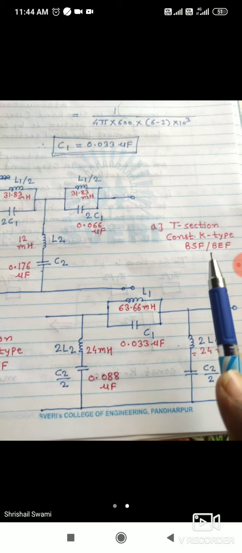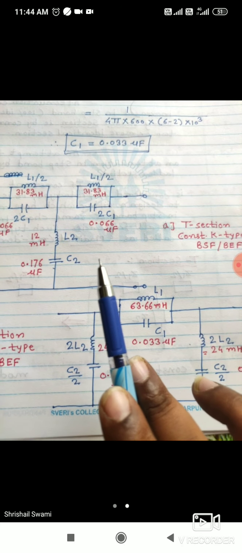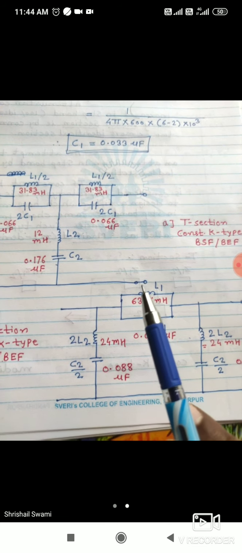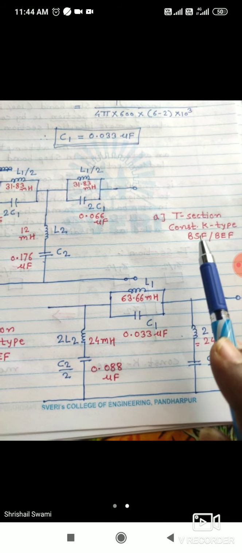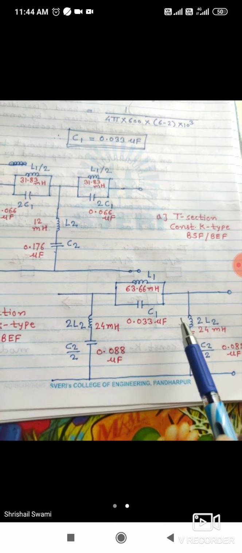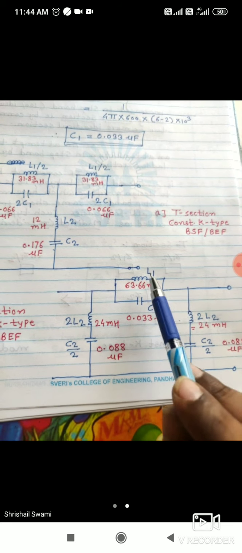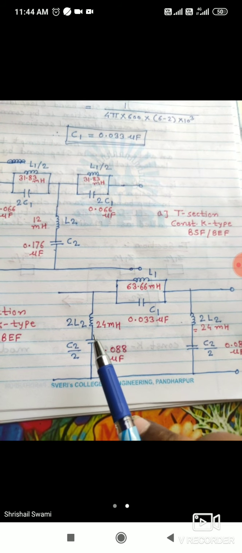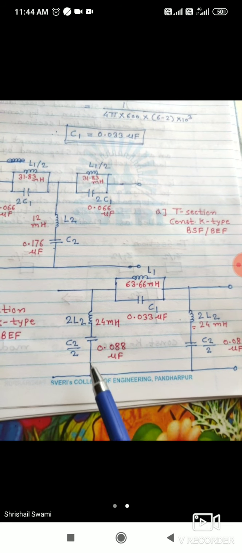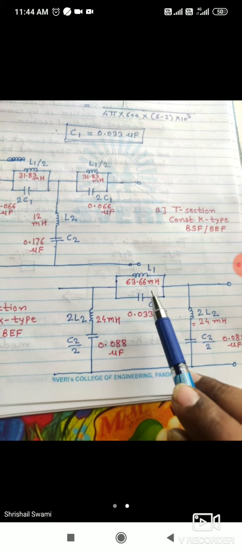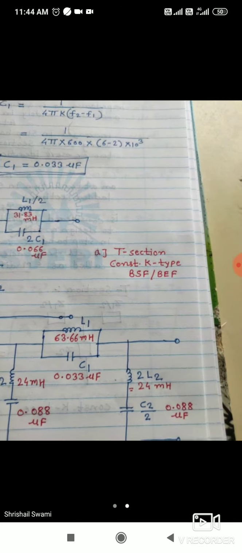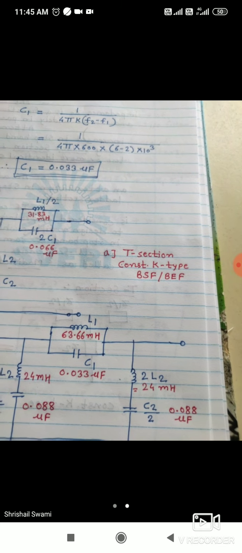You can mention the name of the figure. Many students just write the diagram, but which is the T section, which is the pi section? You have to write it. So this will be the T section, constant K type band stop filter, or band elimination filter. Now the pi section, draw the diagram of the pi section. The series arm consists of a parallel resonance circuit and the shunt arm consists of a series resonance circuit. So L1 C1 as it is. Mention the value of L1. L1 C1 is directly given.